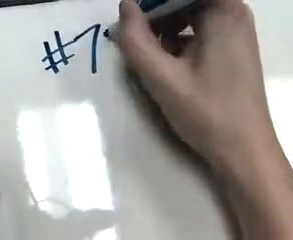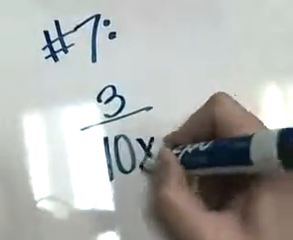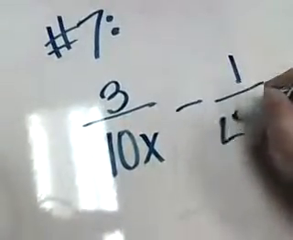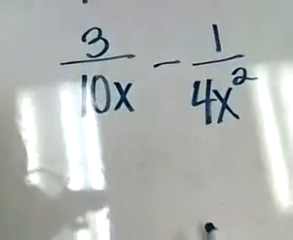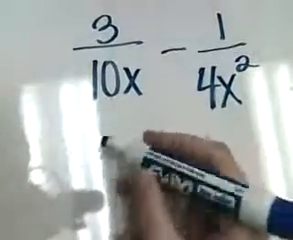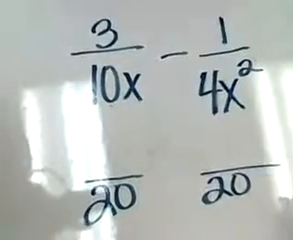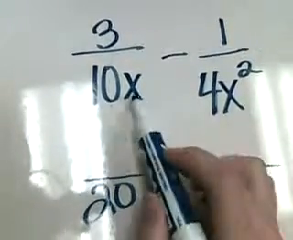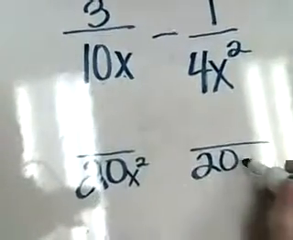Okay guys, so we're finishing out section 11.6 and we're going to start on number 7. So I don't have common denominators. I want to look at my coefficients first. 10 and 4 both go into 20. X and x squared, remember I want to take the most x's, so I'm going to take x squared.